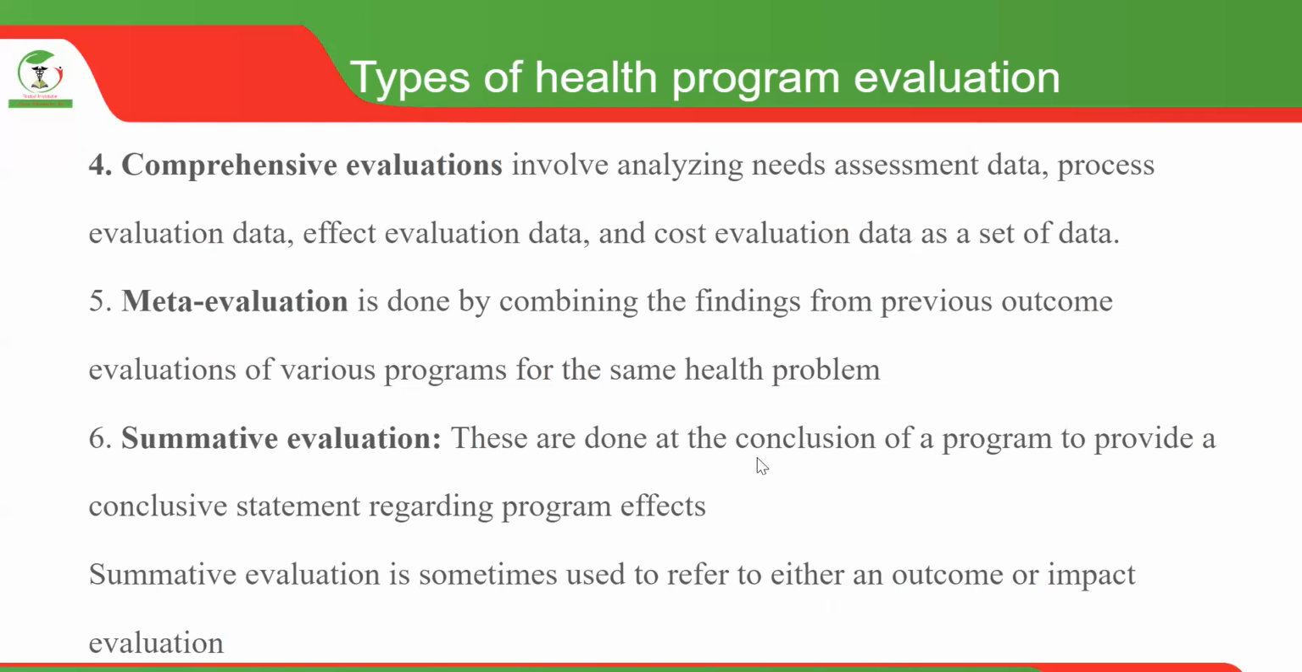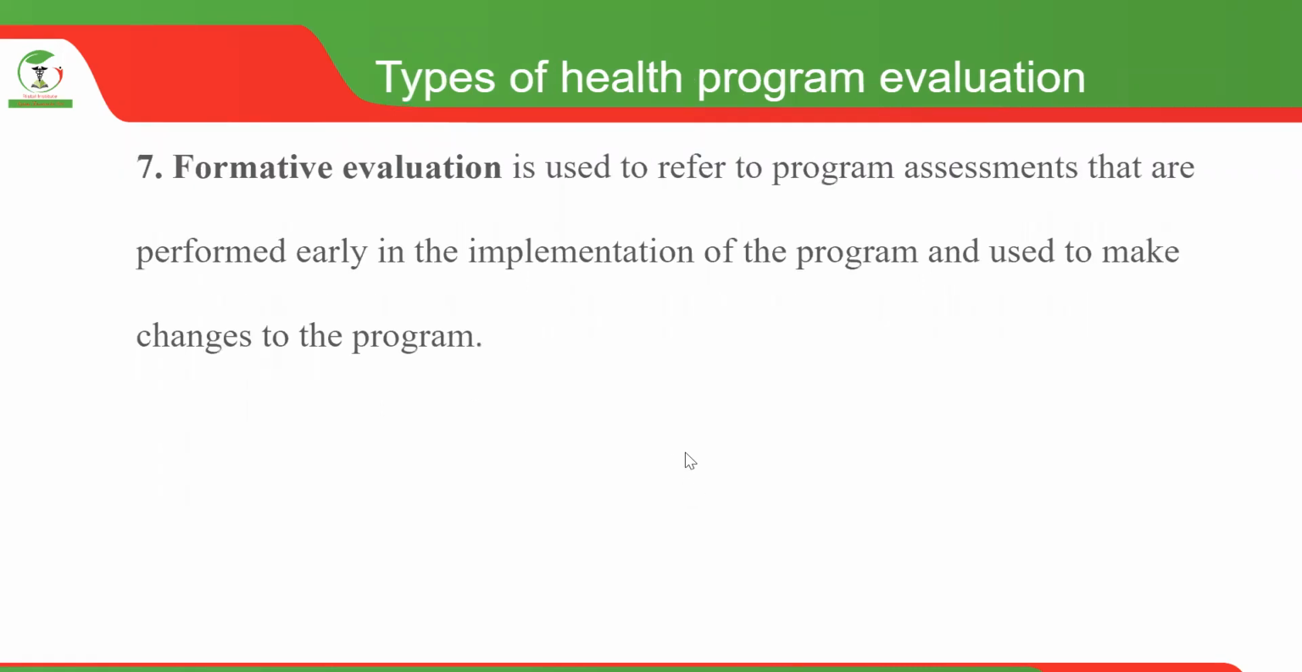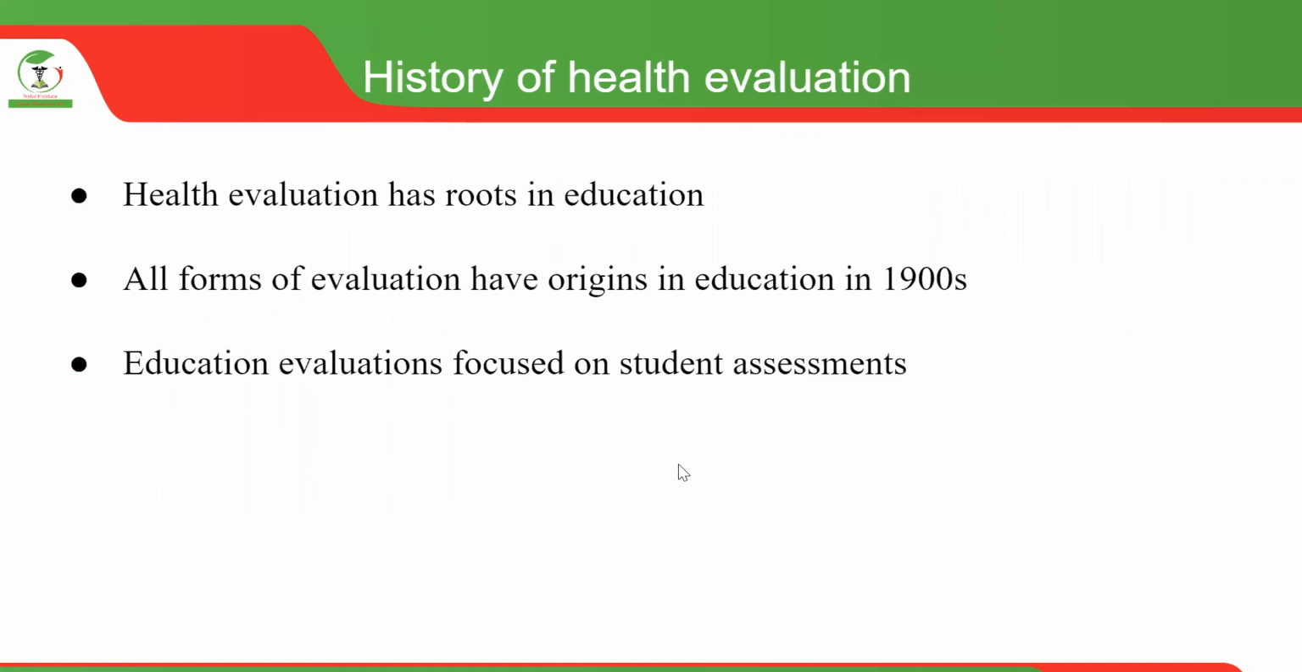And then a meta-evaluation is when you look at findings from other programs about the same problem that is being addressed by the same program, such that you can make conclusions on these programs. And then summative evaluations are done at the end of the program to see if it actually had an impact. Sometimes we call these outcome or impact evaluations. And then you have what you call formative. These are the ones that are called midterm evaluations. As the program has been implemented, shortly after that, evaluations are done. That's what we call formative evaluations.